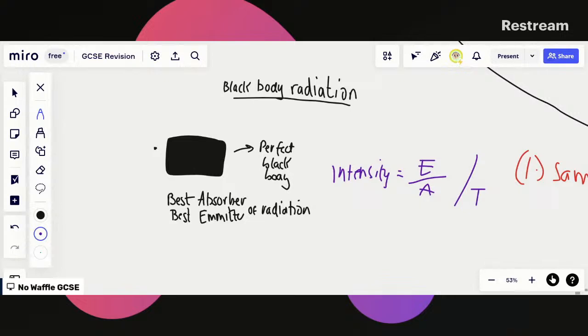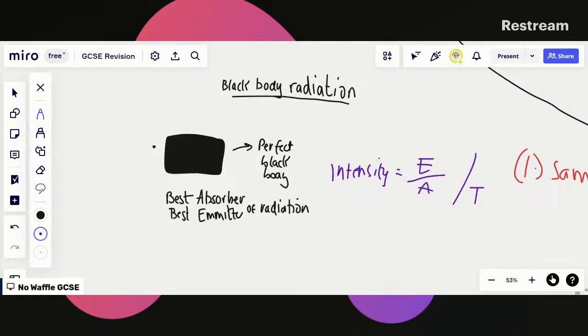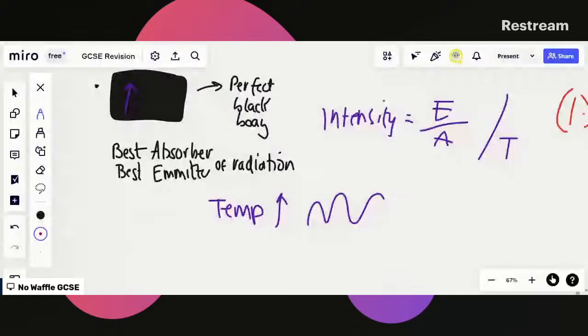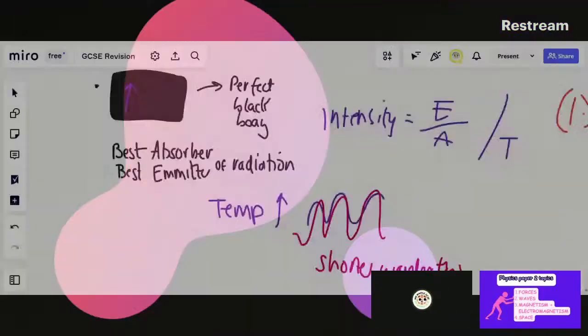Now, we also need to look at the distribution of wavelengths, and the distribution is affected by the temperature. As the temperature of an object increases, the intensity of every emitted wavelength also increases. So what we're saying here is that when the temperature of something increases, say if the temperature of this perfect black body increases, the radiation it emits gets much more intense. Okay, so they're emitting shorter wavelengths.